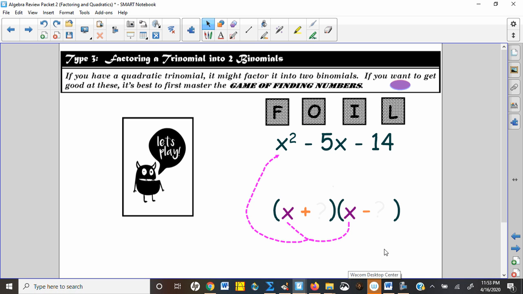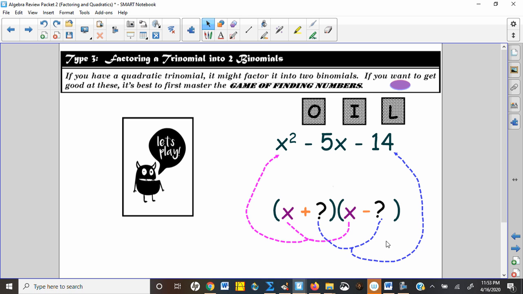This is where the game of numbers comes in. Multiplying these two lasts, right? We already did the firsts. We got that out of the way. That was the x squared. The lasts is always going to give you this 14. We don't know what those are right now. Those are unknown. But when I multiply those two values together, that's always going to give me that last term. So you're always looking for two numbers that multiply to equal the last part of the trinomial.